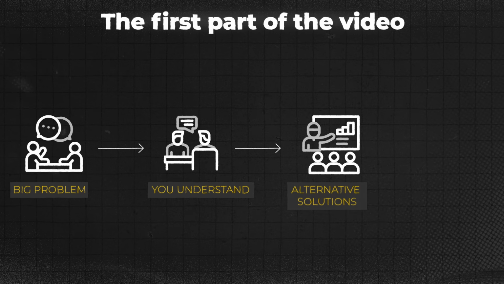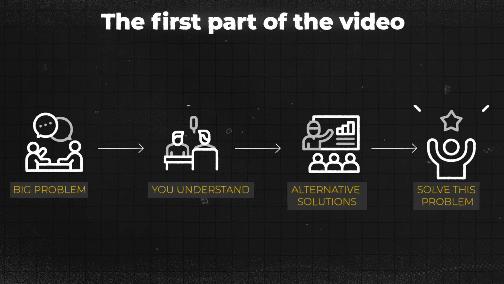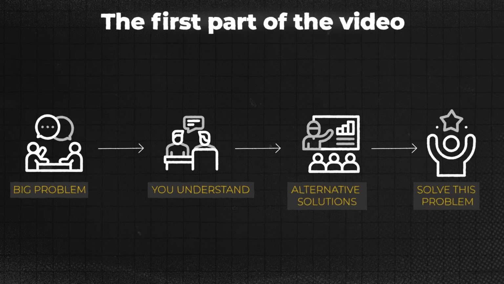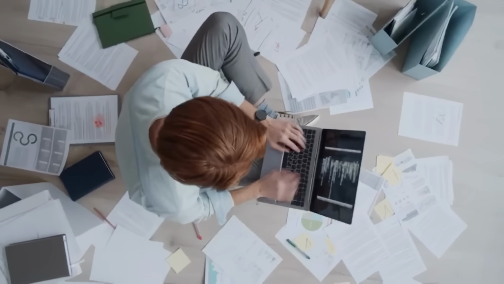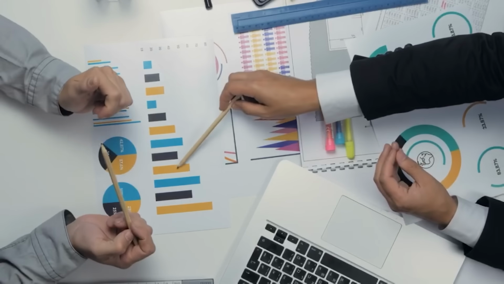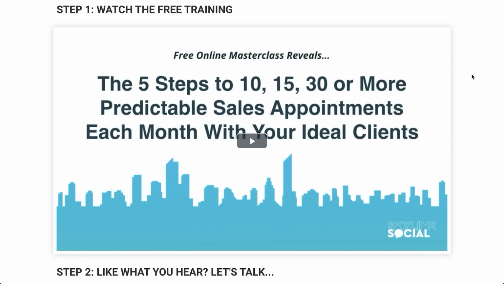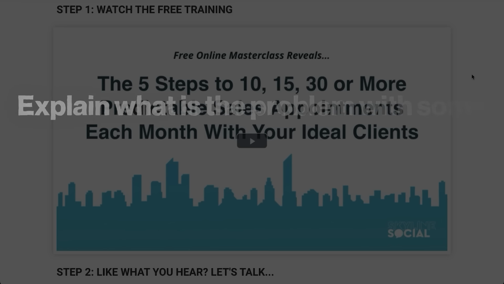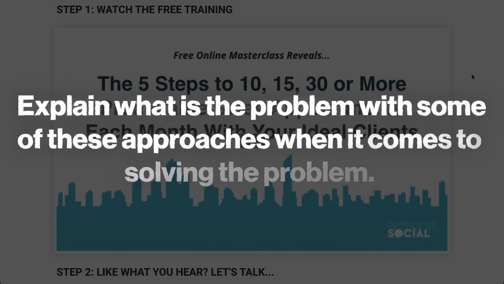Then you want to go through what are some alternative solutions to solve this problem. So what have other people tried? It could be maybe they've tried to do this on their own, or they've tried other alternative solutions, maybe some competitors. Obviously, you don't have to actually list competitors, but it could be different strategies that they might use. And you talk about other things that they may have tried or thought about trying. And then you explain what is the problem with some of these approaches when it comes to solving the problem.